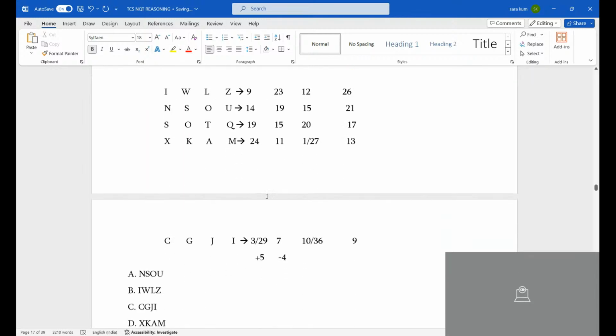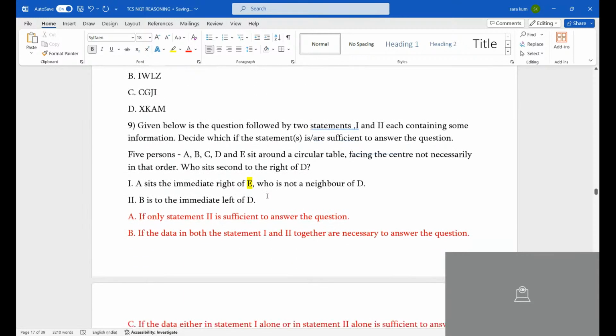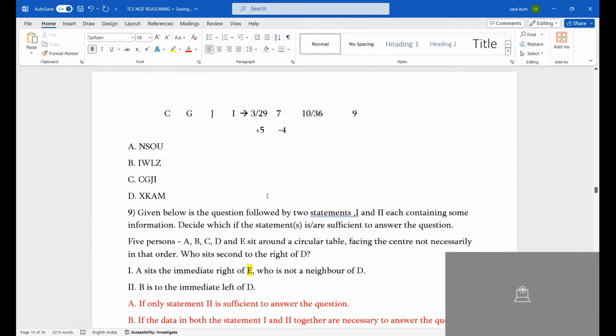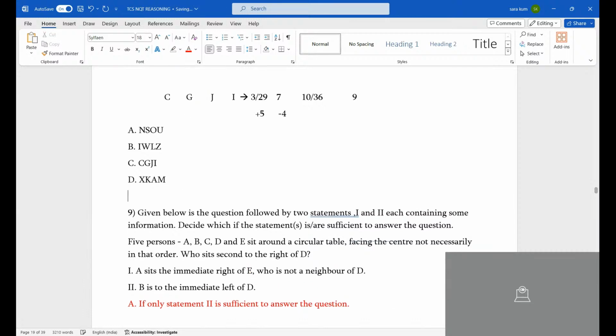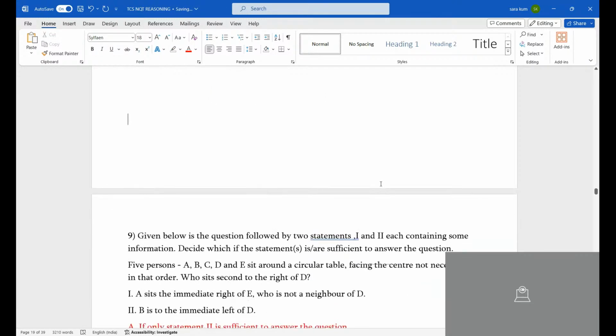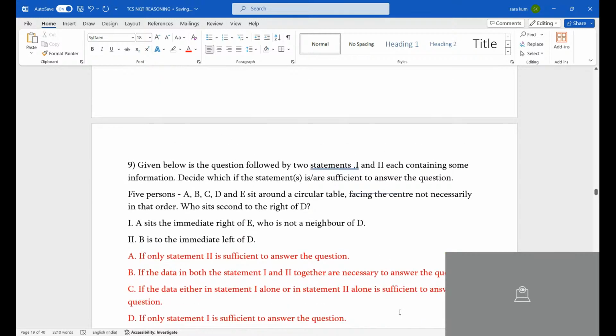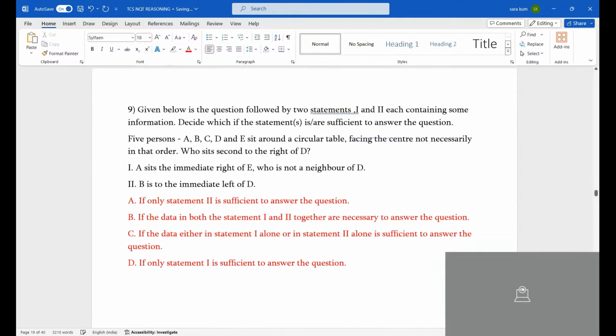So the next question is this one. Let's try to solve this. They're talking about people sitting around, so obviously this is a seating arrangement question. Let's try to solve this case. Just read this, then we'll talk about the answer.